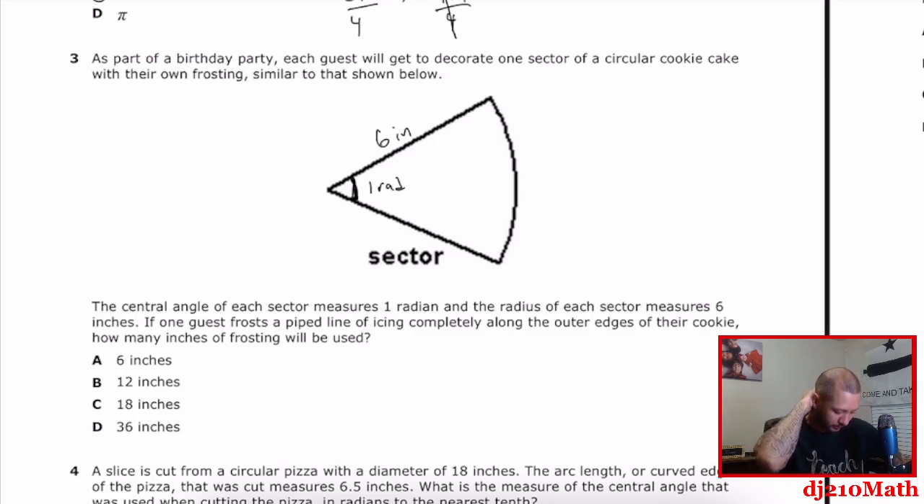Okay, so this length right here, how long is that? So let's see. This is going to be arc length is equal to the angle, 1 radian, times the radius, 6 inches. So 6 inches.